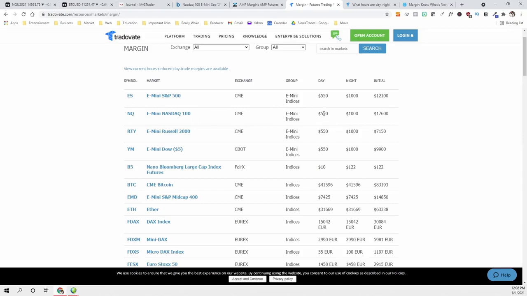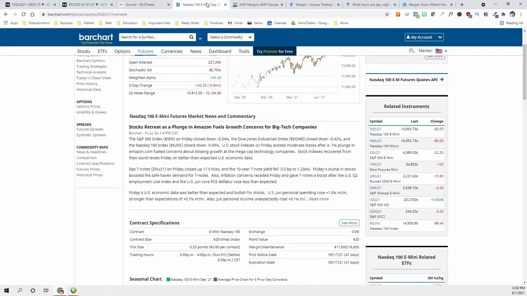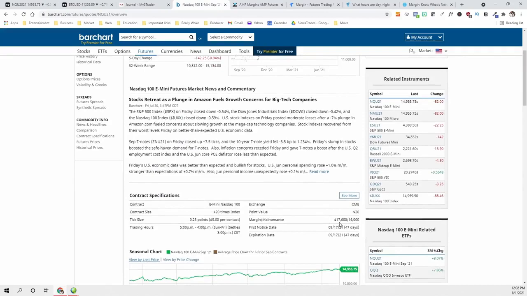So for NQ, you need $550 to day trade. Now they also have this nightly one, which is $1,000. You have to have $1,000 in your account to be able to have a night position. And here it says initial, but this is your maintenance requirement, which is $17,600. So you see it's different. It's more in line with CME's requirements, right?